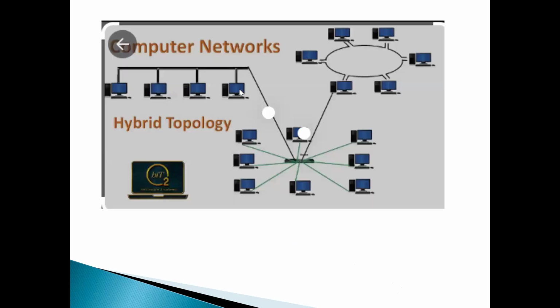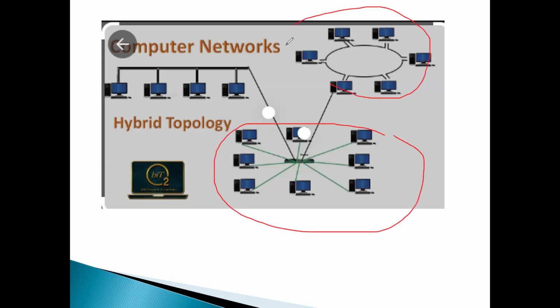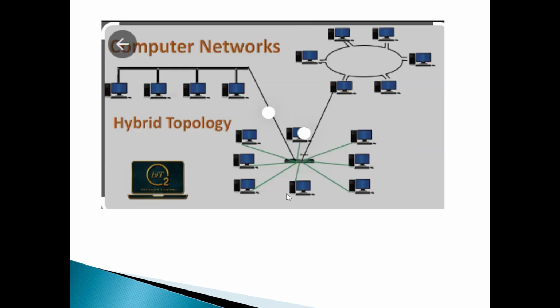So this is the example. You can see a picture of hybrid topology. So this one is a star. This one is the ring. This one is bus. At a time, all three topologies are being used. Okay, got the idea?